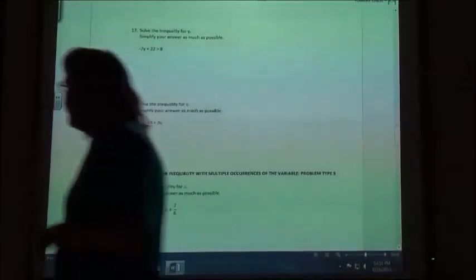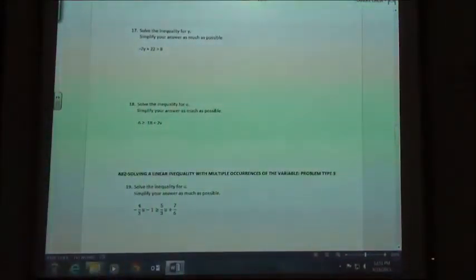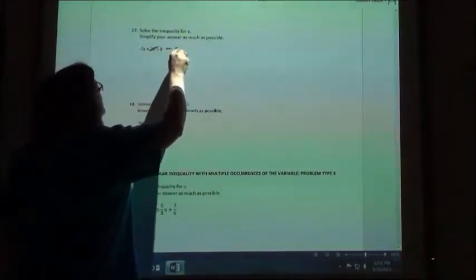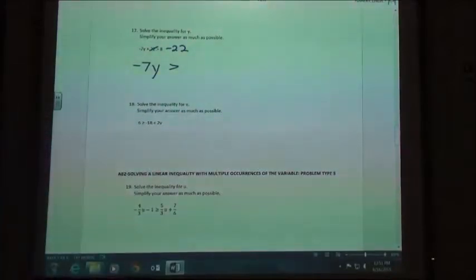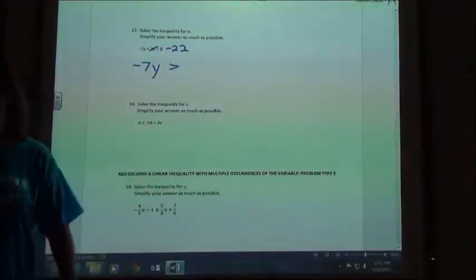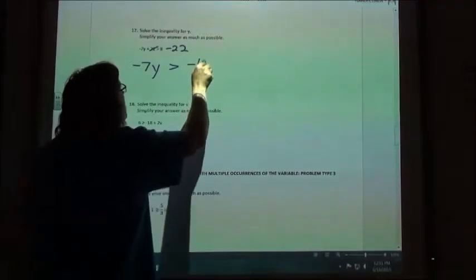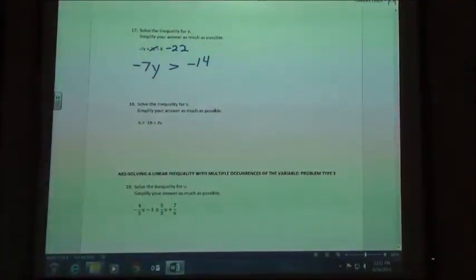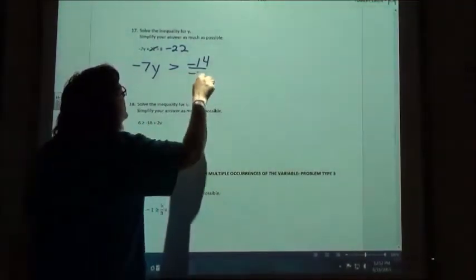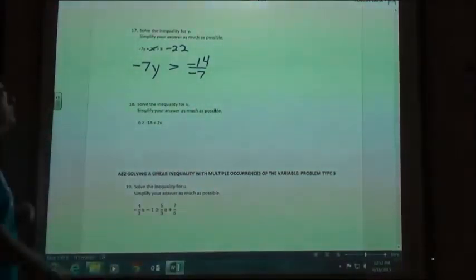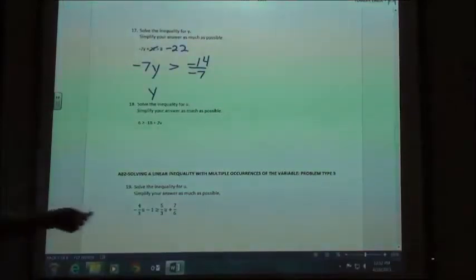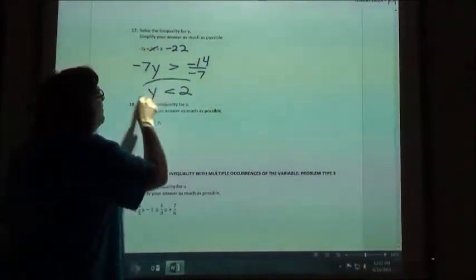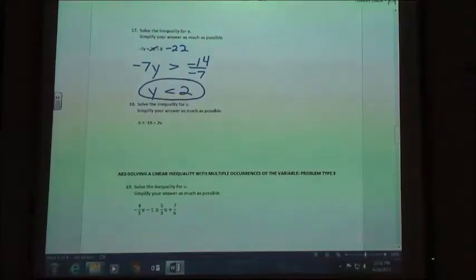So on number 17, if we're going to solve that for y, we would do what? Subtract our 22, and we'd have -7y is greater than -14, and then we end up dividing by -7, and so our answer would be y is less than 2. Again, we divided by a negative, so we ended up flipping our inequality sign.